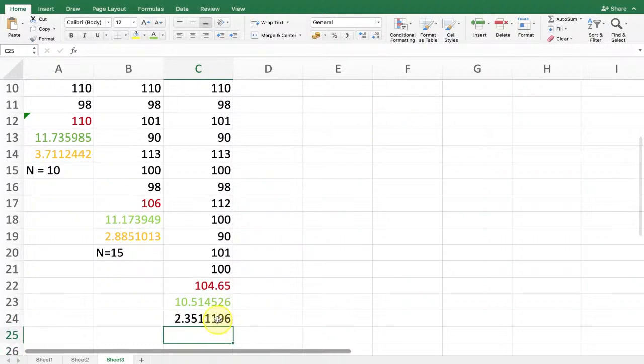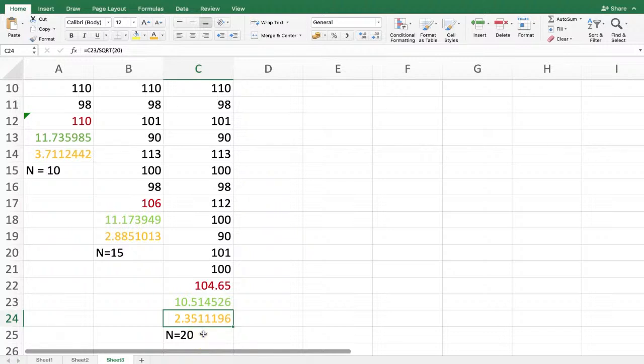You don't have to. Okay, so see, what happens as we increase the sample size, this is now for n equal to 20. When n is 10, the standard error of the mean is 3.71. When n is 15, the standard error of the mean is 2.89. When n is 20, the standard error of the mean is 20. So what can you say?